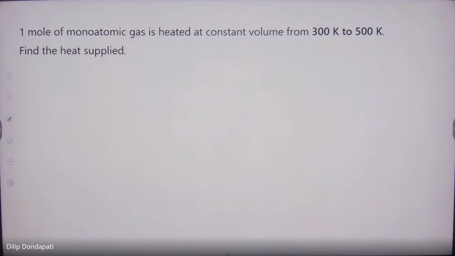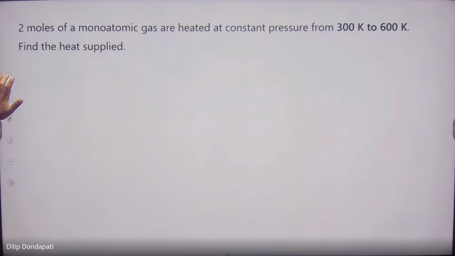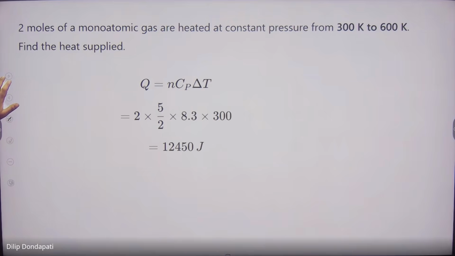1 mole of monatomic gas is heated at constant volume from 300 Kelvin to 500 Kelvin. Heat supplied is how much? 300 R. R is 8.3. Next: 2 moles of monatomic gas are heated at constant pressure. So Cp find करना पड़ेगा आपको. Since it all talked about monatomic, degree of freedom is 3. 1500 R. Okay. Next.